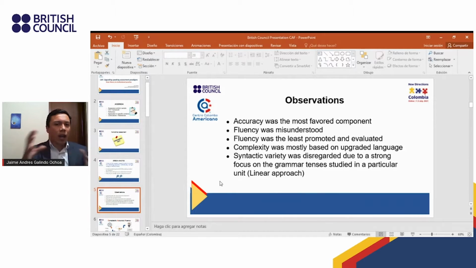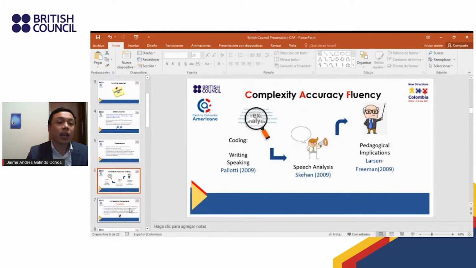When we saw such a wide range of perspectives in these observations, I had a click moment, in which I mentally connected something I had studied in my master's degree with this situation. It's the concept of CAF, which stands for complexity, accuracy, and fluency. When I studied CAF, I noticed it was mostly a coding approach, using quantitative research to analyze written and spoken samples. In my study, I analyzed written and spoken samples to see how complex, how accurate, and how fluent the speaking was.